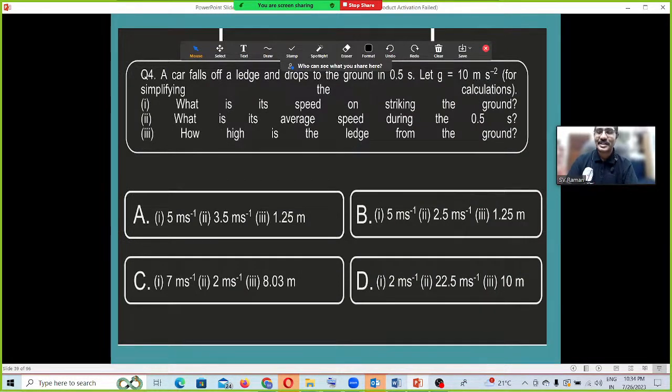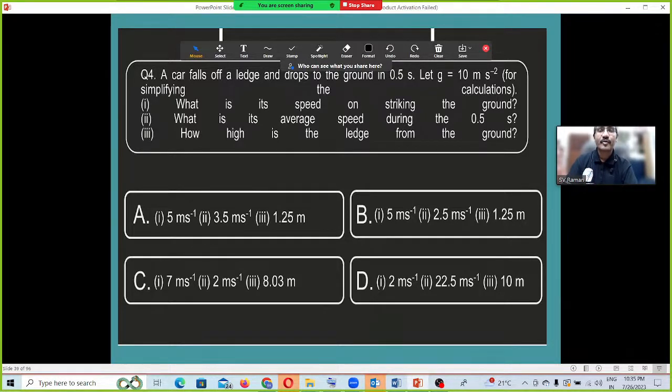Now, there is an interesting question to the audience. A car falls off a ledge and drops to the ground in 0.5 seconds. The g value is given as 10 meters per second square. What is its speed on striking the ground? What is its average speed during the 0.5 seconds? How high is the ledge from the ground?